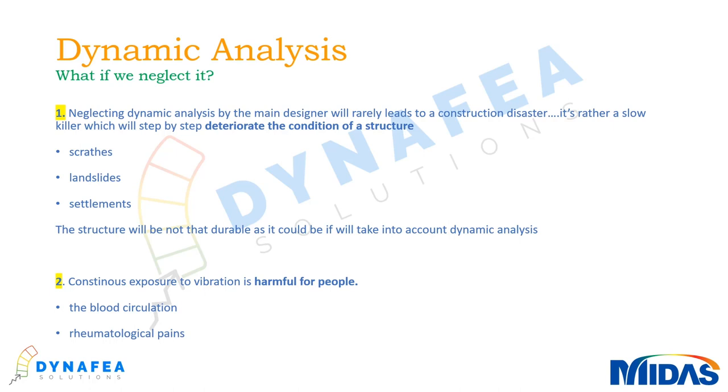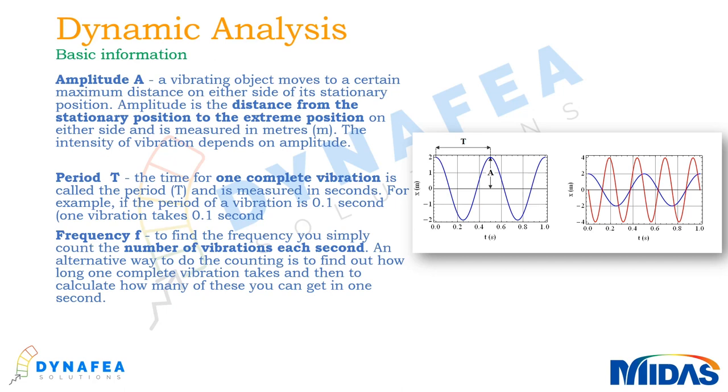These slides present basic definitions in dynamic analysis. I believe for most of you it's quite easy and obvious, but I feel like it's mandatory here at least to mention it. So this is the amplitude, period, and frequency. Let's imagine the situation that this is the point which vibrates in its unique way, and the distance from the stationary position to the extreme position is the maximum amplitude. The period is the time for one complete vibration. So here the period is 0.5 seconds. Frequency is the number of vibrations in each second. So 1 divided by period is equal to frequency.